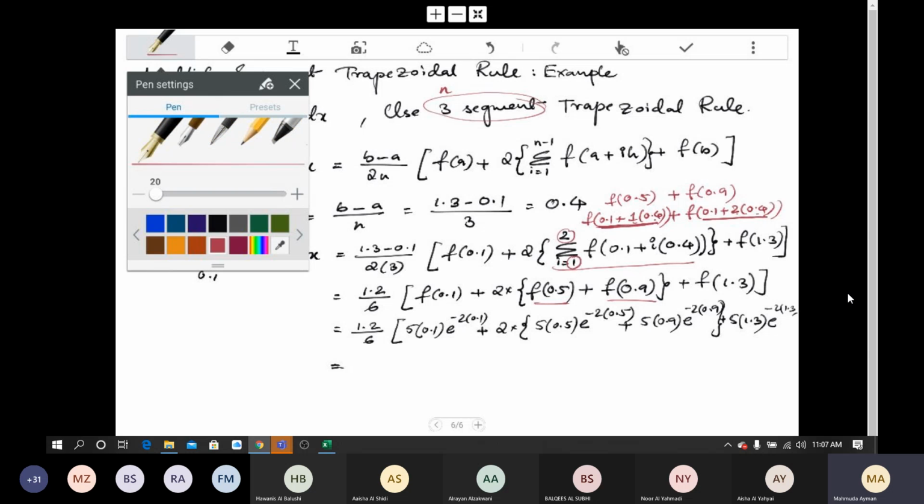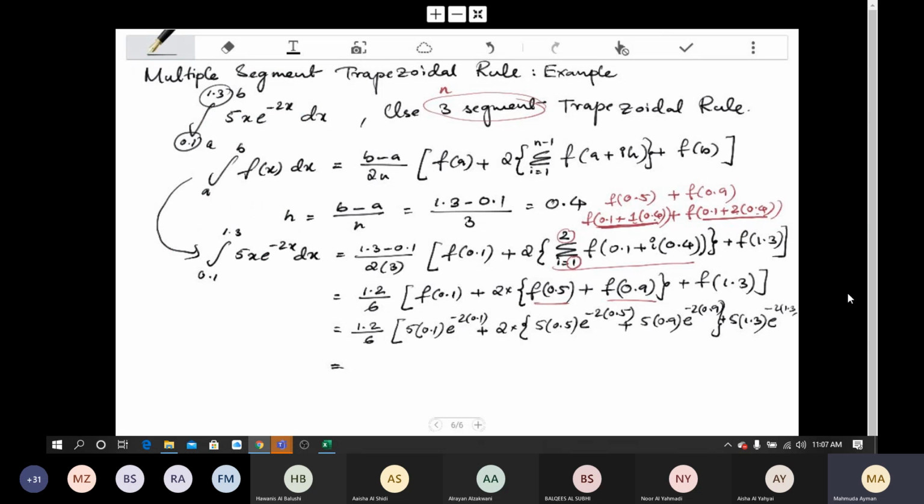Now, if we write our answer, what I calculated is 0.8435. Okay, so that's my value. And now let's compare this with the exact value.